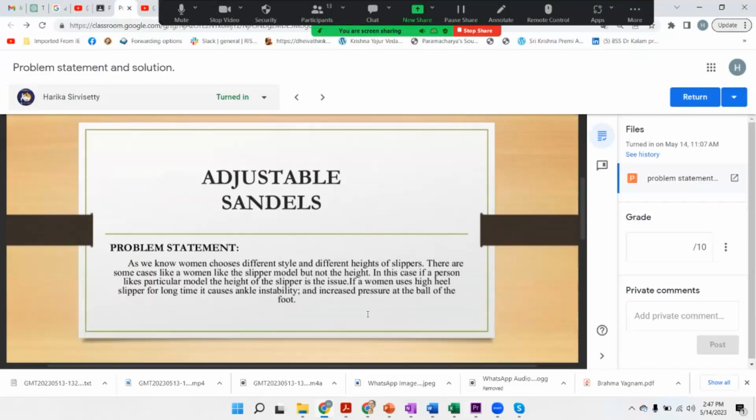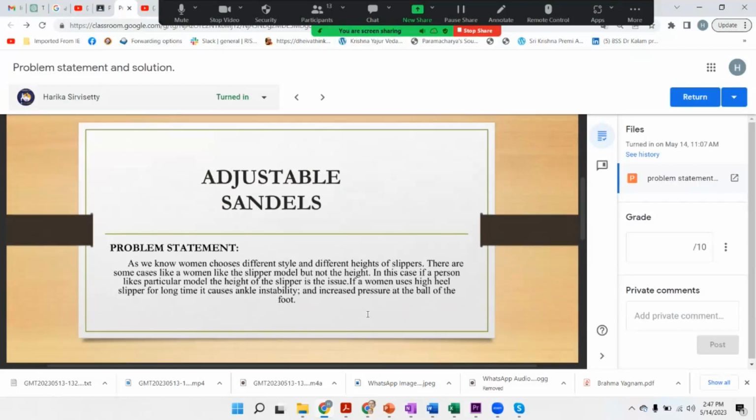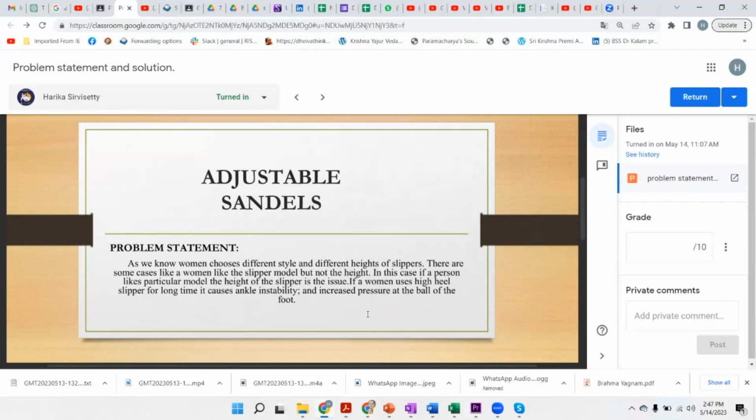My problem statement is that many women choose different types of sandals with different heights. My problem statement is a single sandal with different heights. The proposed solution is to keep a button at the end of the slipper or sandal, so we can adjust the height. We can use it as high heels or flats, vice versa.